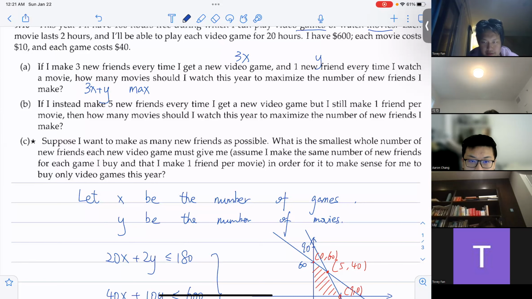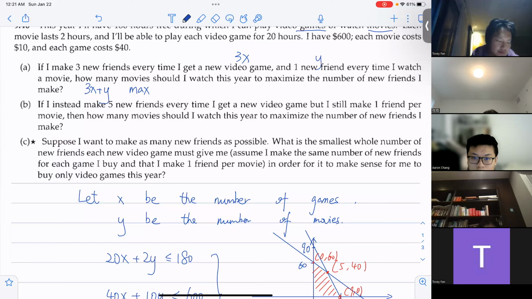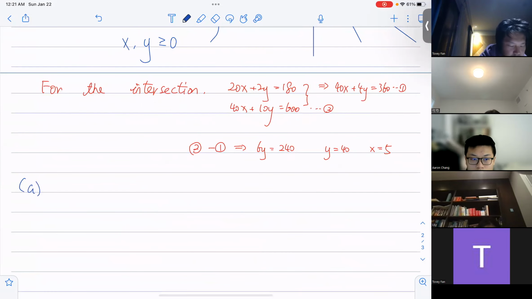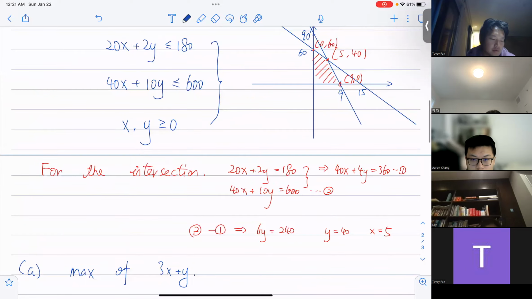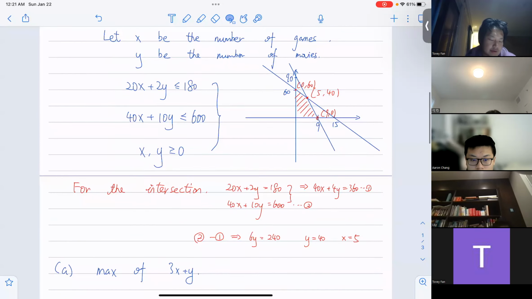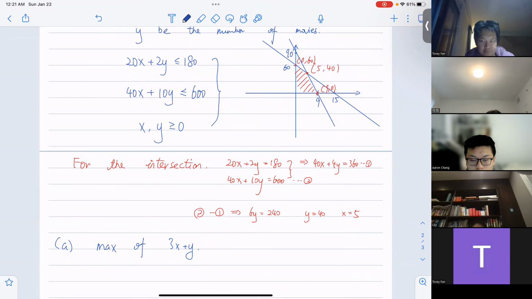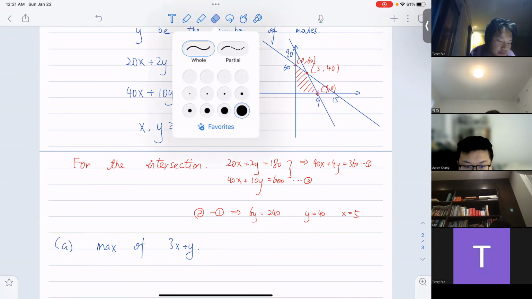Okay, Ricardo, that makes sense? How do we find it? 3x plus y. So question A, the maximum value of 3x plus y. Graph is here. We'll find out this. Anyone? Rika, Lily? How do we find the maximum value of 3x plus y here?